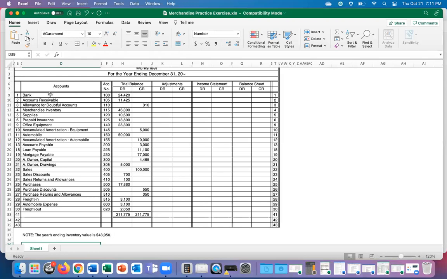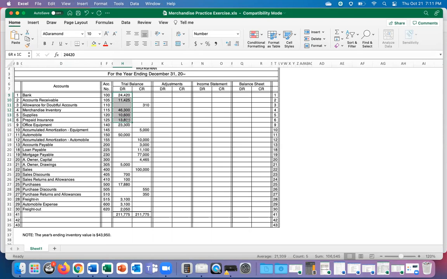But we'll start up here at the top with the bank account. Bank account, remember, is our assets. And so assets are a balance sheet item, as is our accounts receivable. Allowance for doubtful accounts is a contra asset account, you might remember. Merchandise inventory, so that's the stuff that we have on hand that we'd like to sell. So that's considered an asset.